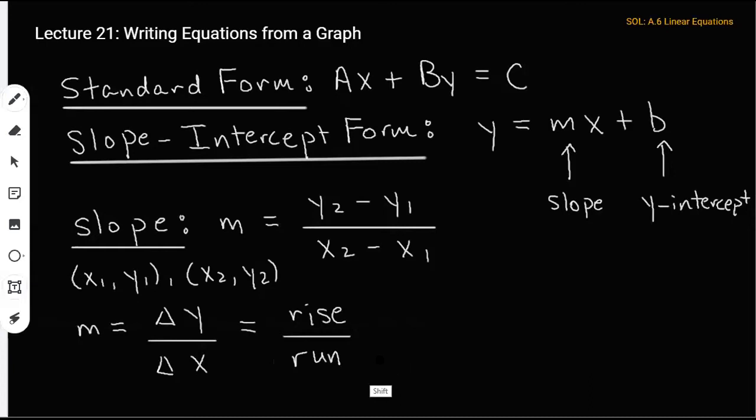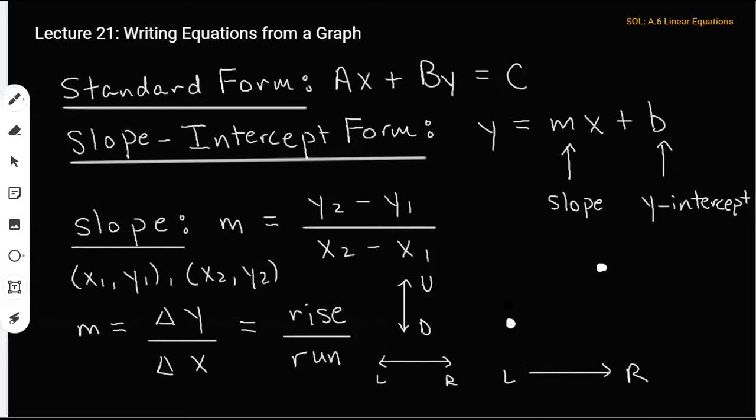So the run is going to go from left to right, kind of like this. You start from left and you go to right. And then the rise is going to start from going down to going up. So it's going to look like this. You start down below and you go up to the top. And basically, you're trying to see how far you have to go to get from one point to the next. And I always start on the left and move my way to the right. So I start on the left and I go to the point that's on the right.